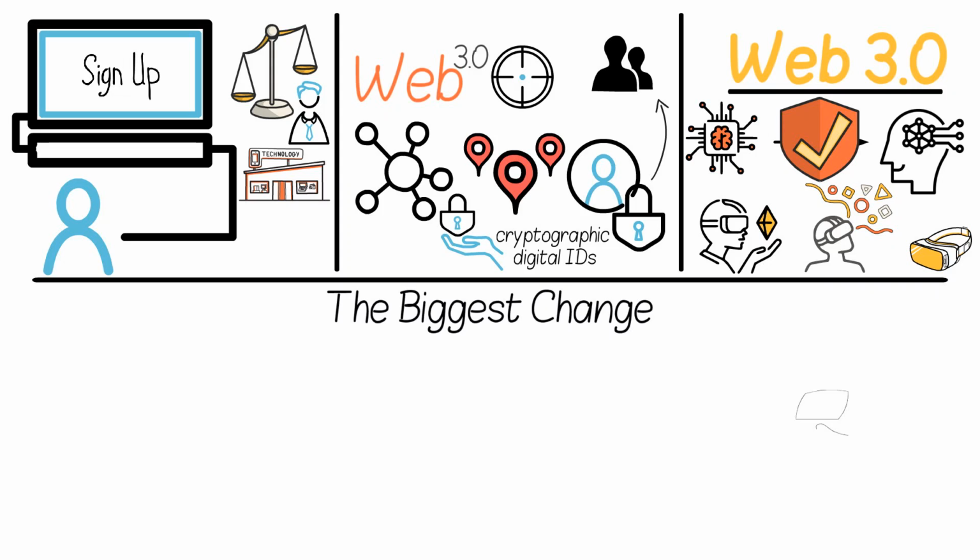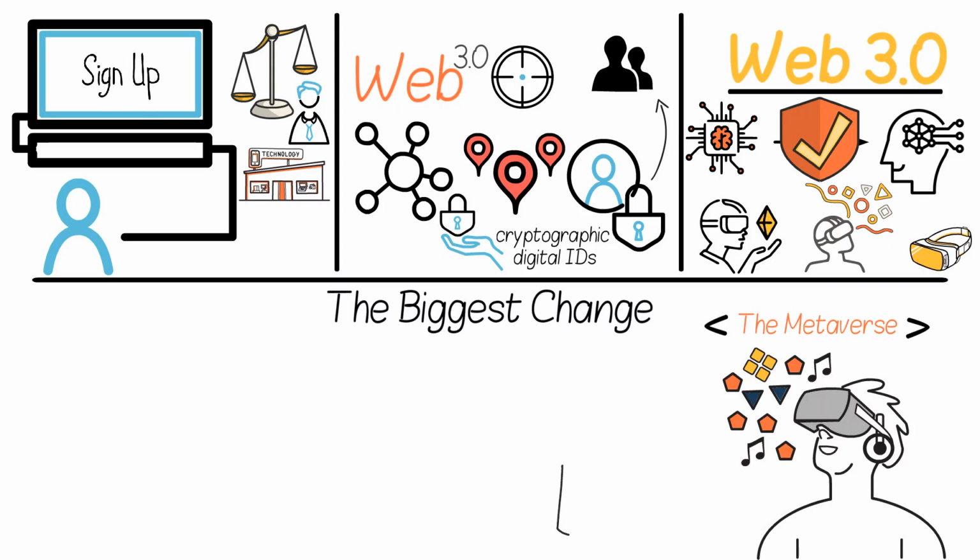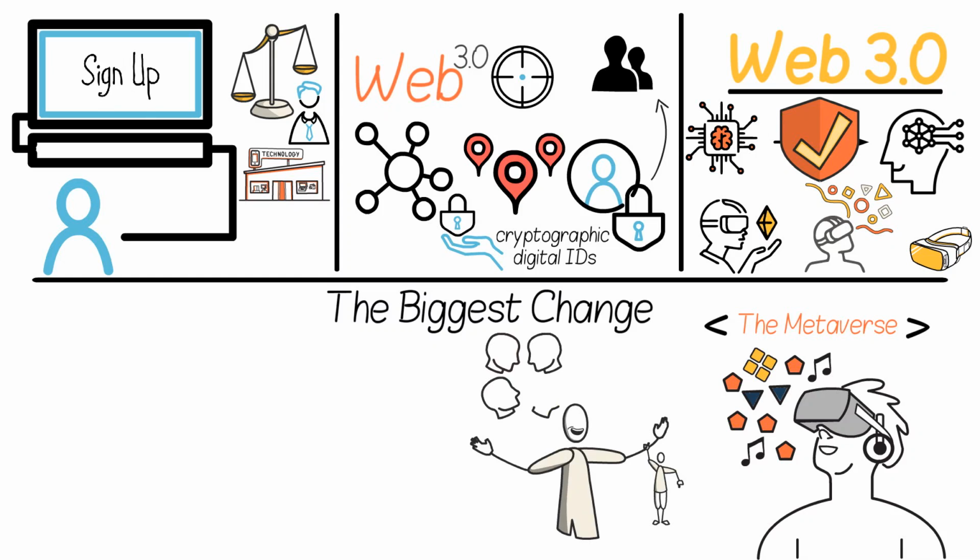But maybe the biggest change that Web 3.0 will bring about is introducing something called the metaverse to the wider public. The metaverse is an immersive virtual environment where users can interact with each other in a way that replicates the real world. People will be able to live in the metaverse through digital avatars and conduct transactions as they would in real life using cryptocurrencies like Bitcoin, opening up a whole new digital economy that runs parallel to the real world.